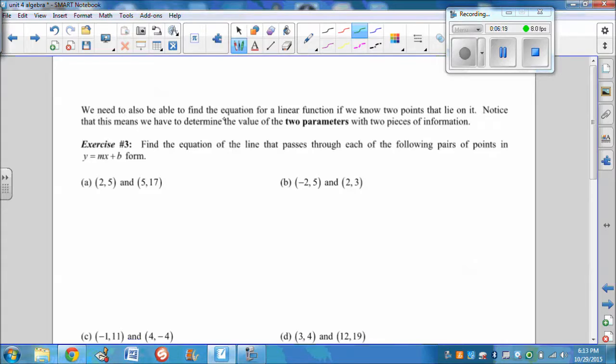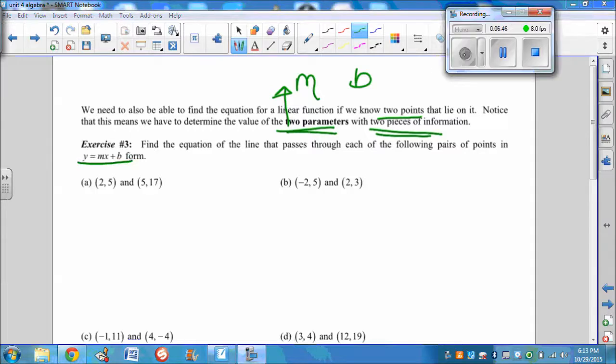We also need to be able to find the equation of a linear function if we know 2 points that lie on the line. Notice this means we have to determine the value of the 2 parameters we need with 2 pieces of information. So remember, to write the equation of a line, we need the slope, that's the first parameter, and we need the y-intercept, that's the second parameter. So I want to take my 2 points that I'm given here, 2, 5, and 5, 17.